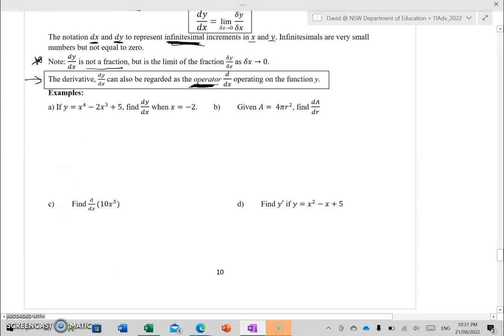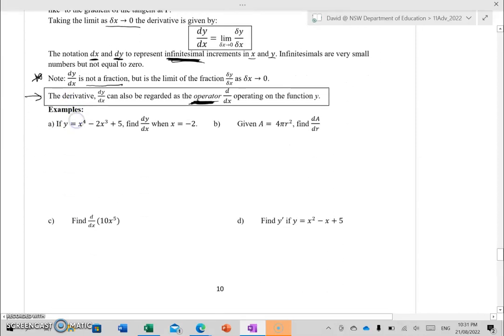Alright, now that we've got all that technical jargon out of the way, I'm going to do a few questions just applying this new notation. So if y is equal to this, find dy dx when x is negative 2. So dy dx is the derivative. Remember the rule: bring down the power, take away 1 from the power. Bring down the power and multiply it, so that'll be 6, take away 1 from the power. And for constant terms, there's no x there, so the constant term goes away when we differentiate.